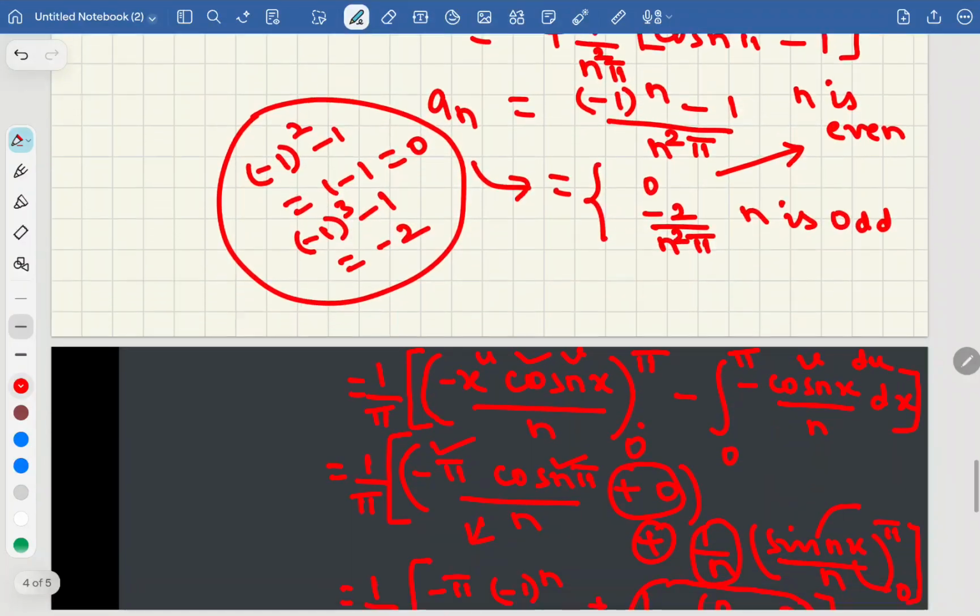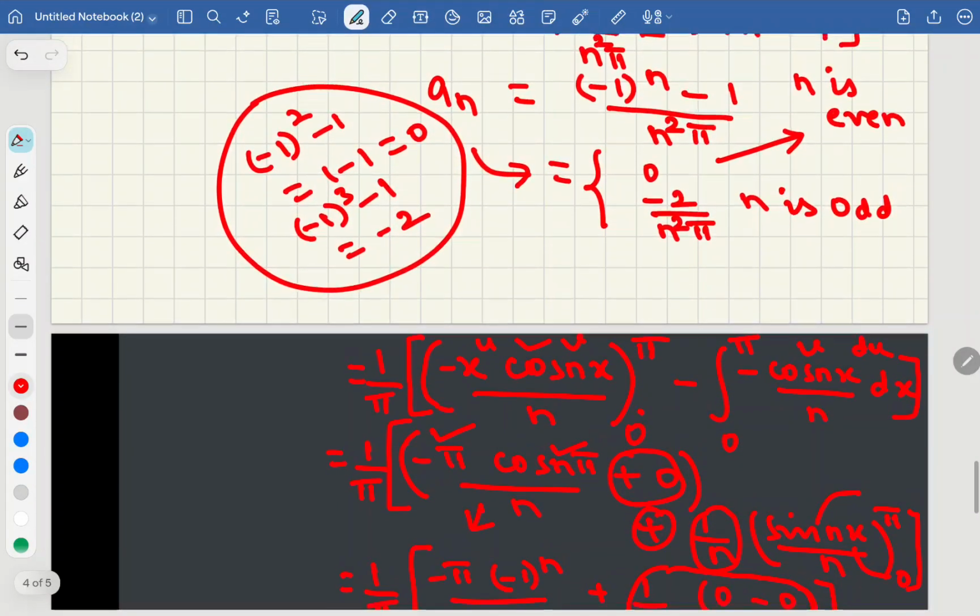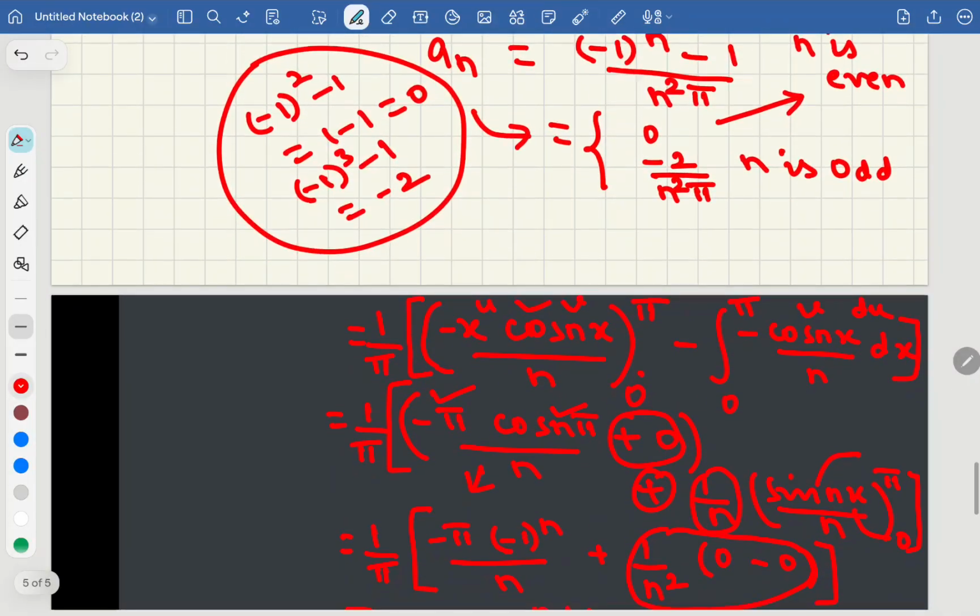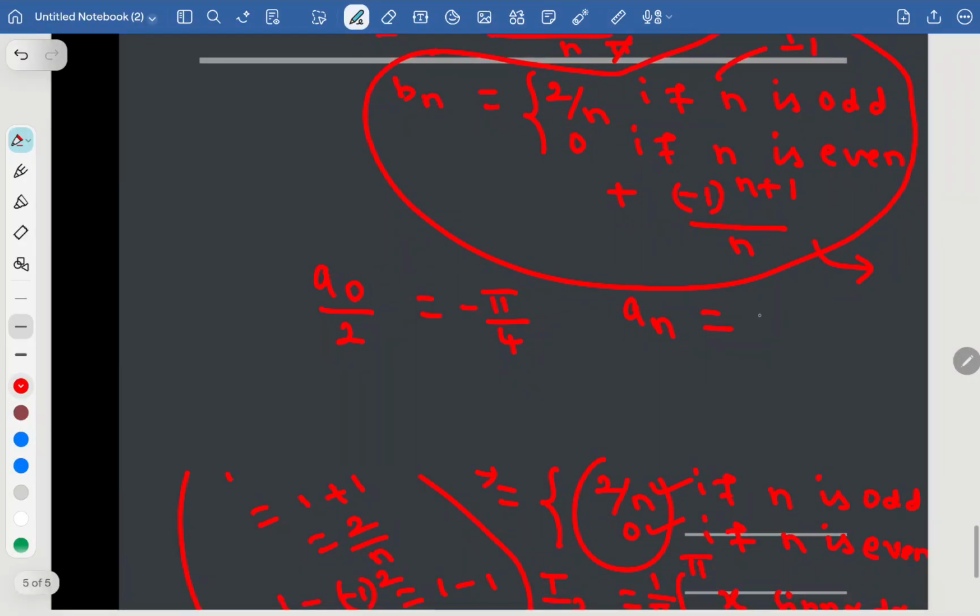What is an? There are two cases. 0 if n is even, minus 2 by n square pi if n is odd. This is an, this is a naught by 2, this is bn.